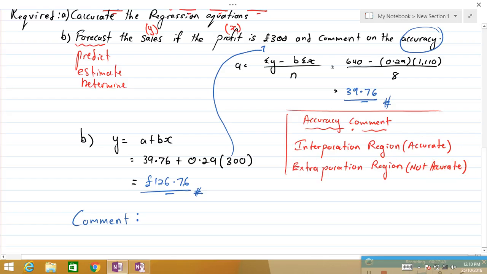Okay, you have this in your formula book. You can check: interpolation region, extrapolation region, accurate, not accurate. But guys, what are interpolation and extrapolation? How do we know which it is? Very simple. What answer is this, guys? Your forecast is what? Sales, correct? Okay, now let's go back to the sales.